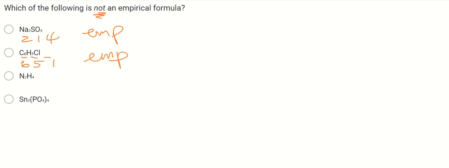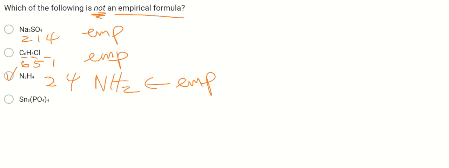That's empirical. All right, 2 and 4, clearly you can reduce that. 2 and 4, you can reduce that to 1 and 2. So the empirical formula would be that. In other words, this is the answer because it's not empirical.